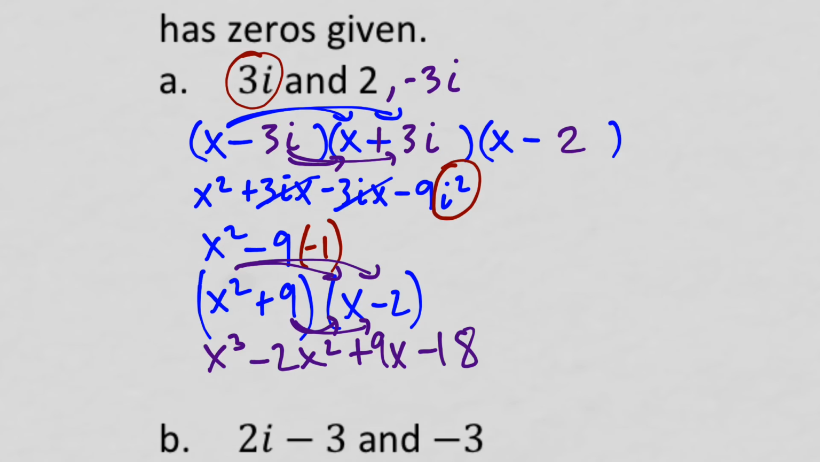It looks like we're done. I was going to say let's combine like terms, but there are no like terms here, right? So that is it. And it's already in standard form too. So that's your final answer: x cubed minus 2x squared plus 9x minus 18.